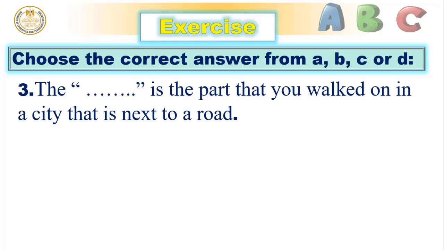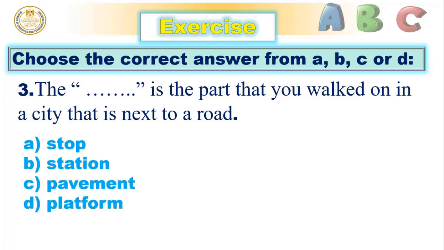Next question, number three. The space is the part that you walk on in a city that is next to a road. We have a definition here. الكلام اللي بنقوله ده تعريف لكلمة إيه؟ نفهمها تاني مع بعض. The part, الجزء, that you walk on, اللي انت بتمشي عليه, in a city, في المدينة, that is next to a road, وده بيبقى بجوار الشارع. Is it stop, station, pavement, or platform?